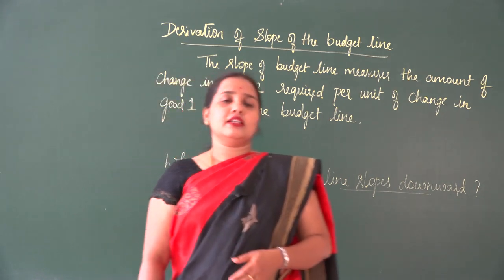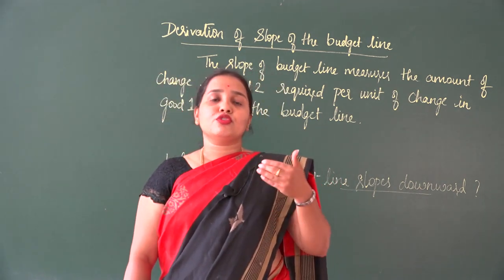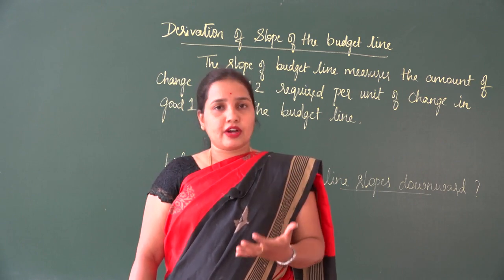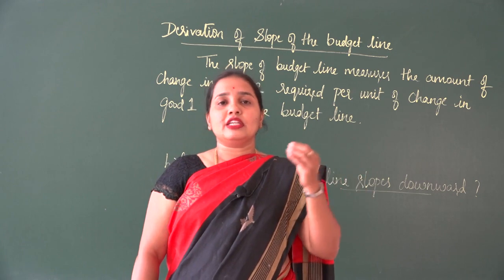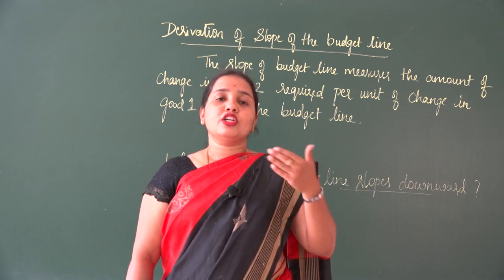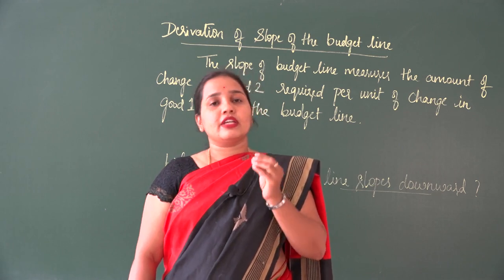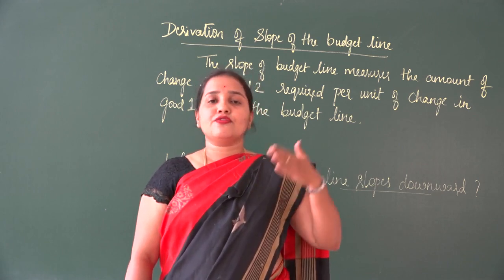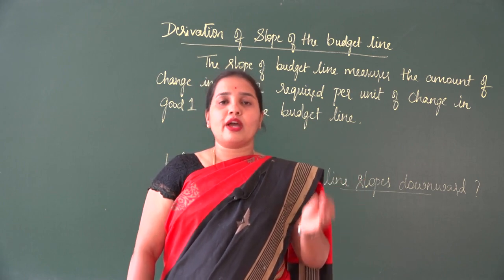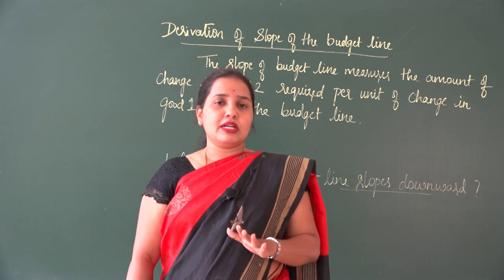To put it in other words, you can also say that the amount of good 2 required to be sacrificed, or what is the amount of good 2 that we need to give up in order to have 1 more unit of good 1, is the slope of the budget line, or the budget line measures the rate of change in good 2 required per unit change in good 1 along the budget line.